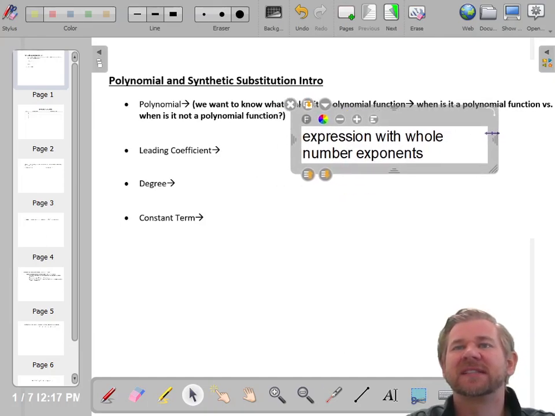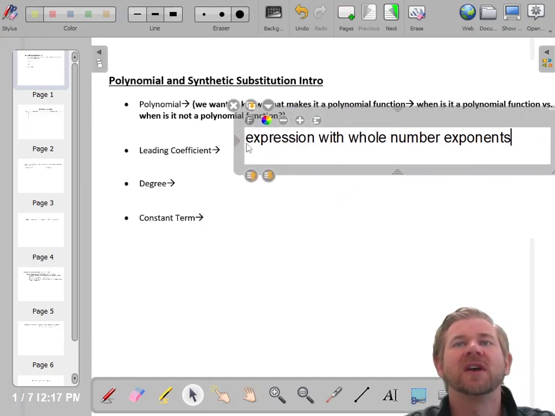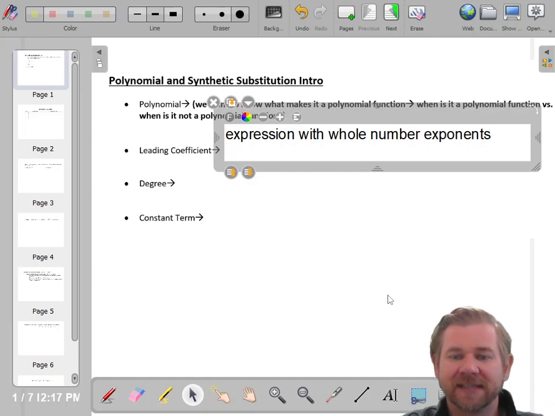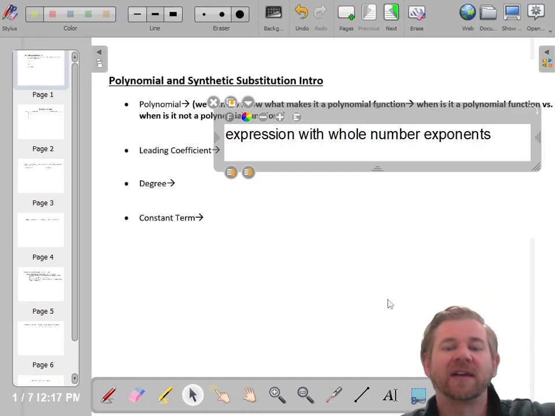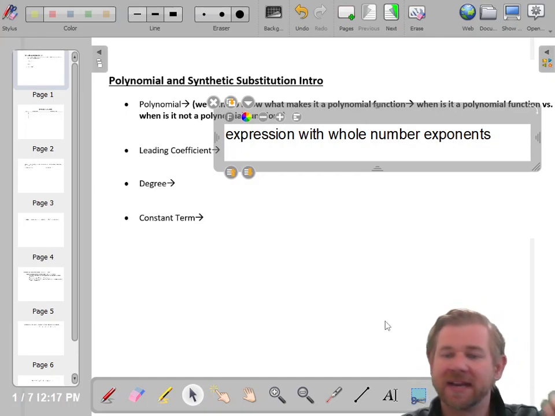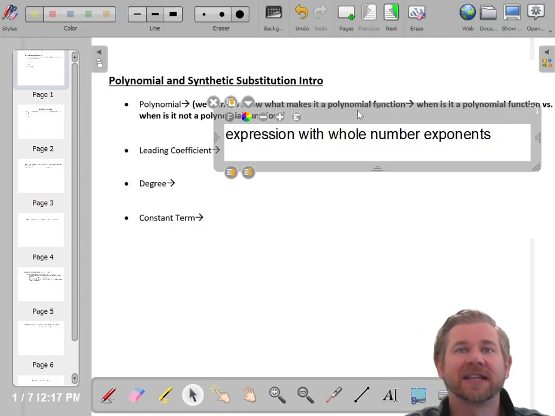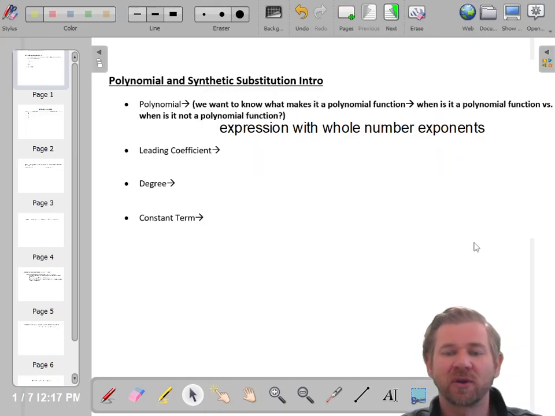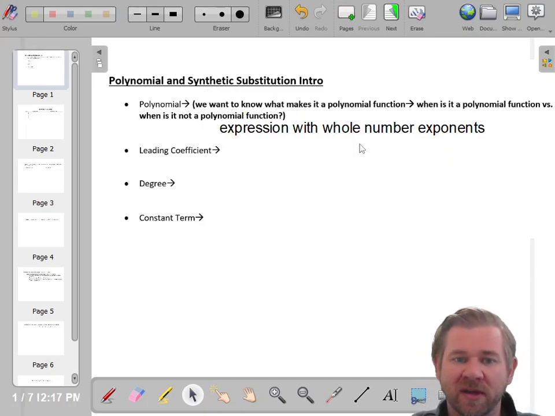That's a pretty basic definition, but basically what we're looking for is whole numbers: 0, 1, 2, 3, 4, 5. They're positive, they are not negative, and they should not ever be decimals. So we should not have decimal exponents. If we have a decimal in our exponent or a fractional exponent, that is not a polynomial.